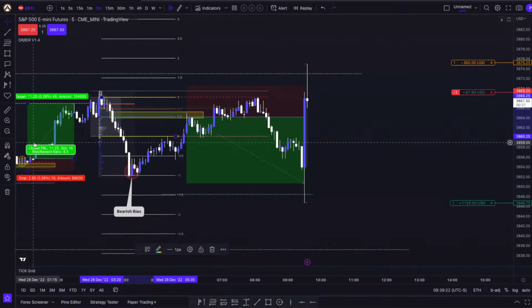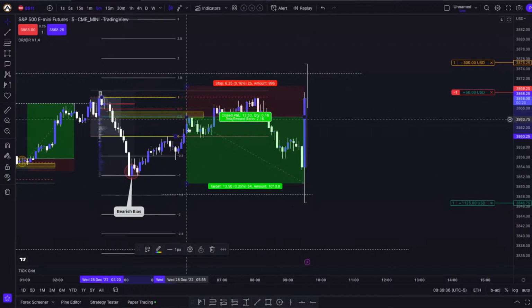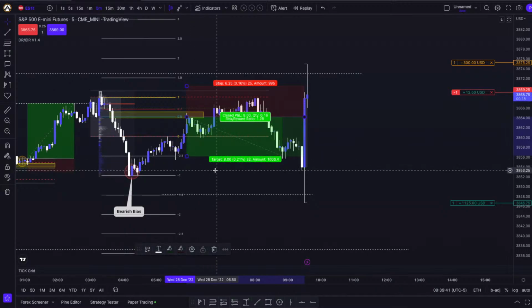I know the new version of the indicator can do this as well, but we effectively hit our negative 1.5 standard deviation of our overnight range right here, taking out this liquidity. So if you would have entered based on this fair value gap, your first target, moving your stop loss to break even, would have been right here at our 0.5 standard deviation for a 1.28 risk to reward ratio trade.